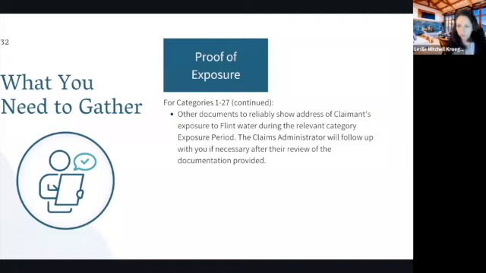Did they bathe in the water? Did they drink the water? Whatever it is, we'll work with you individually to make sure you have what is needed. And why are we doing this? Because the claims administrator is going to be reviewing all the documentation that is presented. And they're looking to see, does the address that's on the claims form and on the declaration match up with the address of the water bill, for instance? Does the address where they say the child was exposed at daycare match up with the invoice that they have from the daycare?